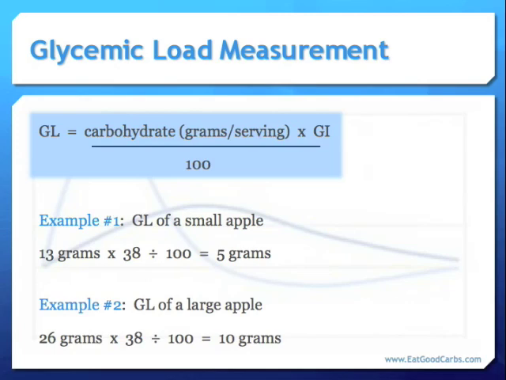Note that the glycemic index value in both of our calculations never changed because we were referring to the same carbohydrate, the apple. But because the portion size changed, so did the glycemic load.